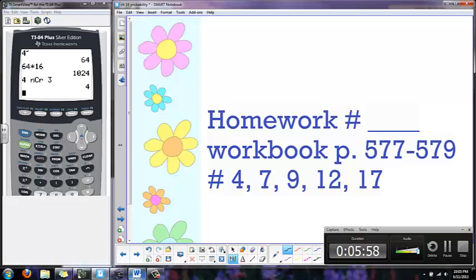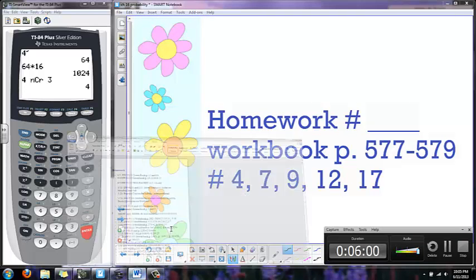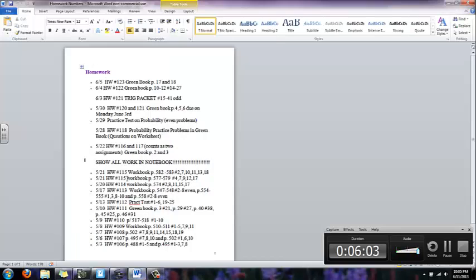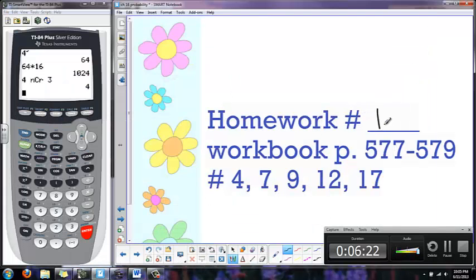This is your next homework assignment. Homework page 577 to 579. That is homework 115. You also had another set for your homework. Homework 115 actually was 2 different sets of pages, so maybe that has to do with the next section, so I would just wait a second before you do that, but that's homework 115.